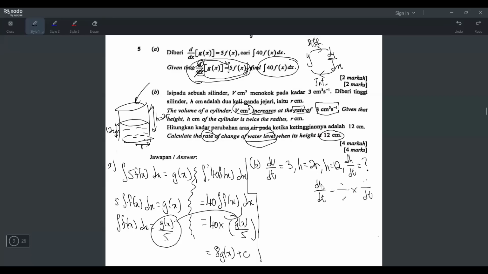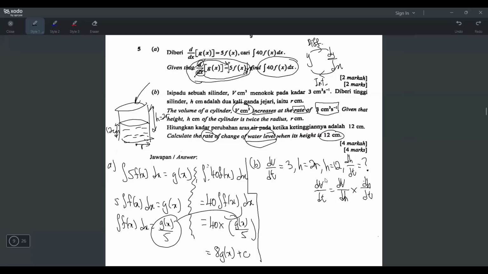Obviously it's dv dh. Let me tell you why. It's because v represents volume, h represents height of cylinder. And when you write the formula later, when you write your equation later, it will be v in terms of h. It will never be h in terms of v. That is why the subject will be v, and that is why here you have to write dv.